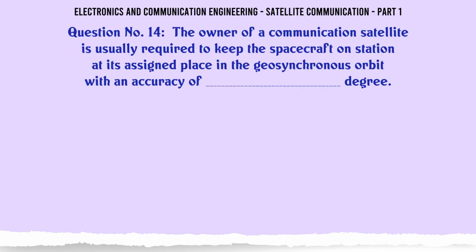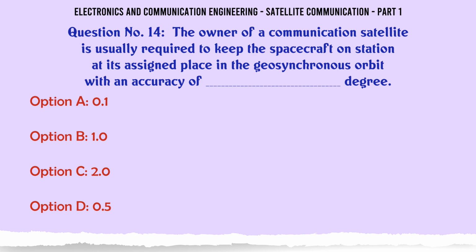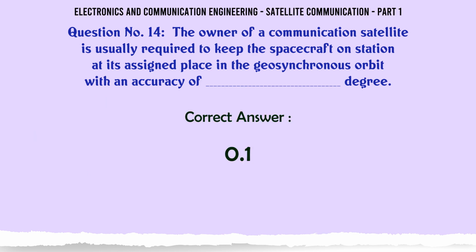The owner of a communications satellite is usually required to keep the spacecraft on station at its assigned place in the geosynchronous orbit with an accuracy of degree A. 0.1, B. 1.0, C. 2.0, D. 0.5. The correct answer is 0.1.